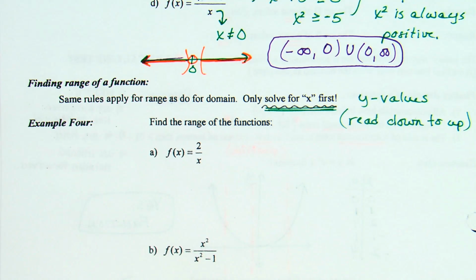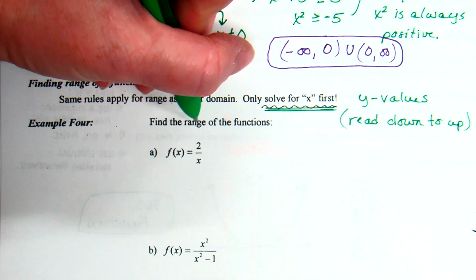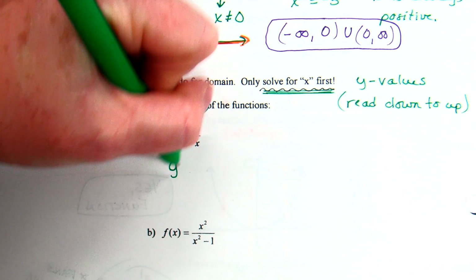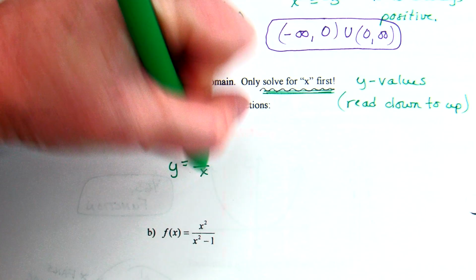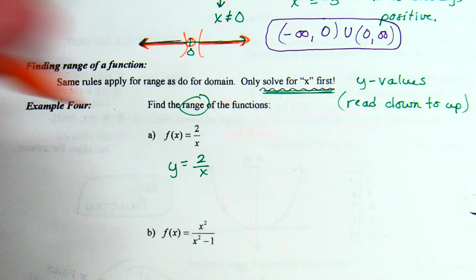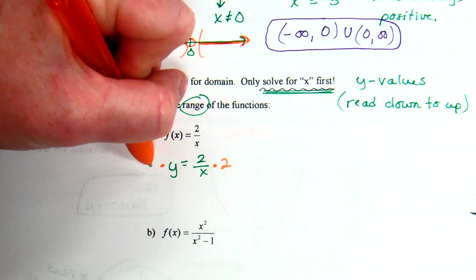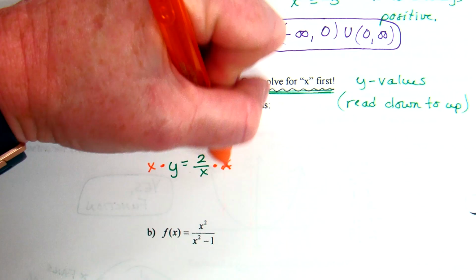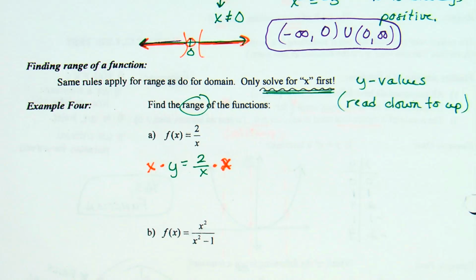Now, note we're finding range here. Let's look at A real quick. Remember, f of x is the same as saying y equals 2 over x, right? How do I solve for x? If it's 2 divided by x, we want to multiply by x. I just wrote the wrong thing. We're going to multiply by x. Keep going from there.